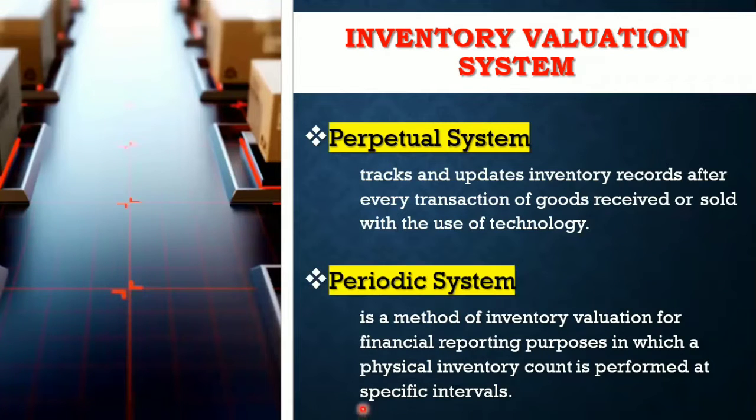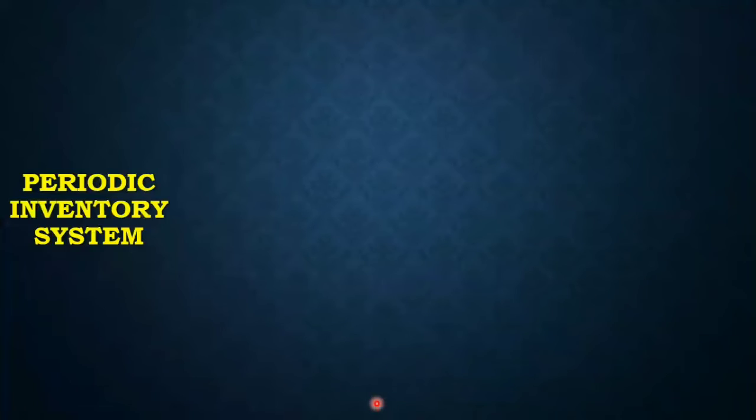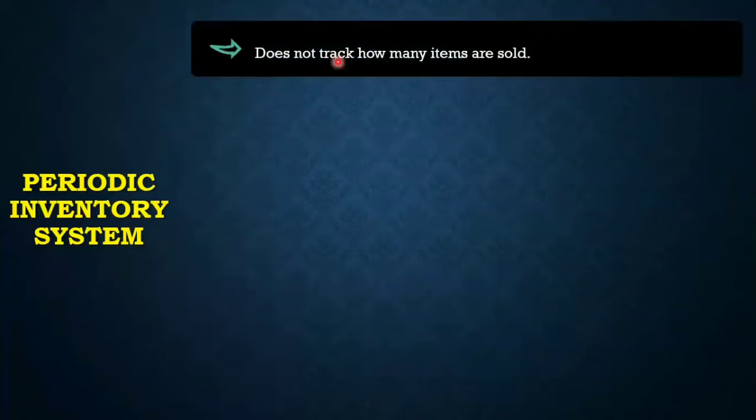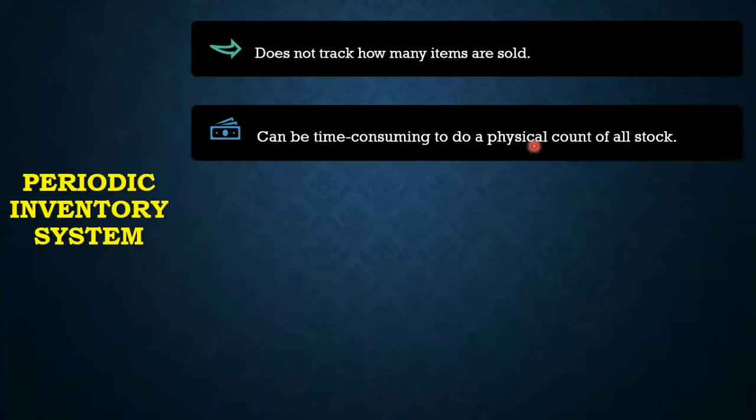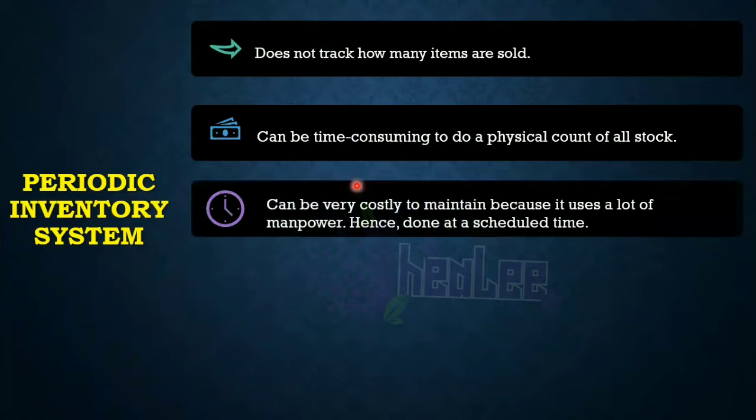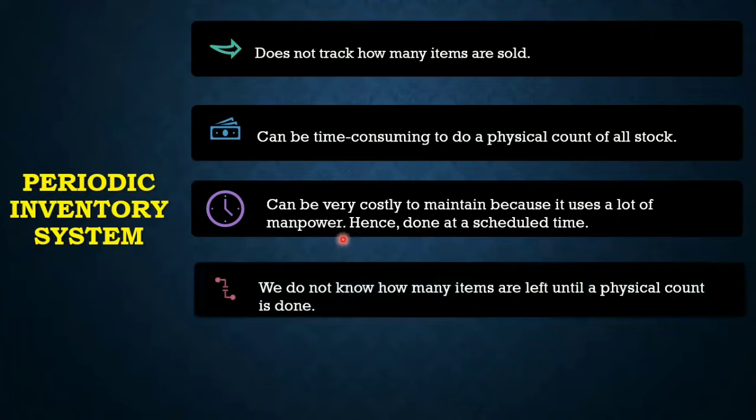All right, let's talk some more about the periodic system. It does not track how many items are sold. It can be time consuming to do a physical count of all stock. Please note that the periodic system is mainly used by small businesses. It can be very costly to maintain because it uses a lot of manpower, hence it is done at a scheduled time. We do not know how many items are left until a physical count is done.